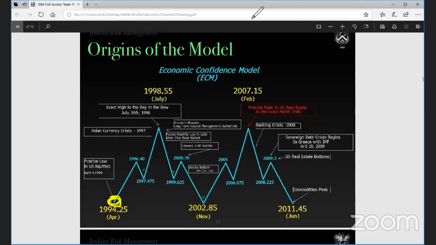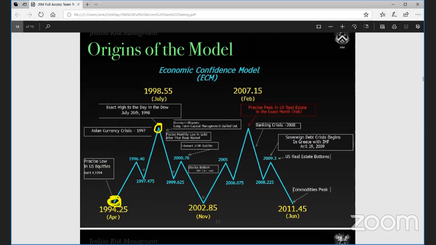So this was the low here in 1994. We had the Asian currency crisis, which was really big. It was big capital flows, really centered around Asia, Southeast Asia. But we had the exact high to the day of the business cycle. It was just amazing: July 20th, 1998.